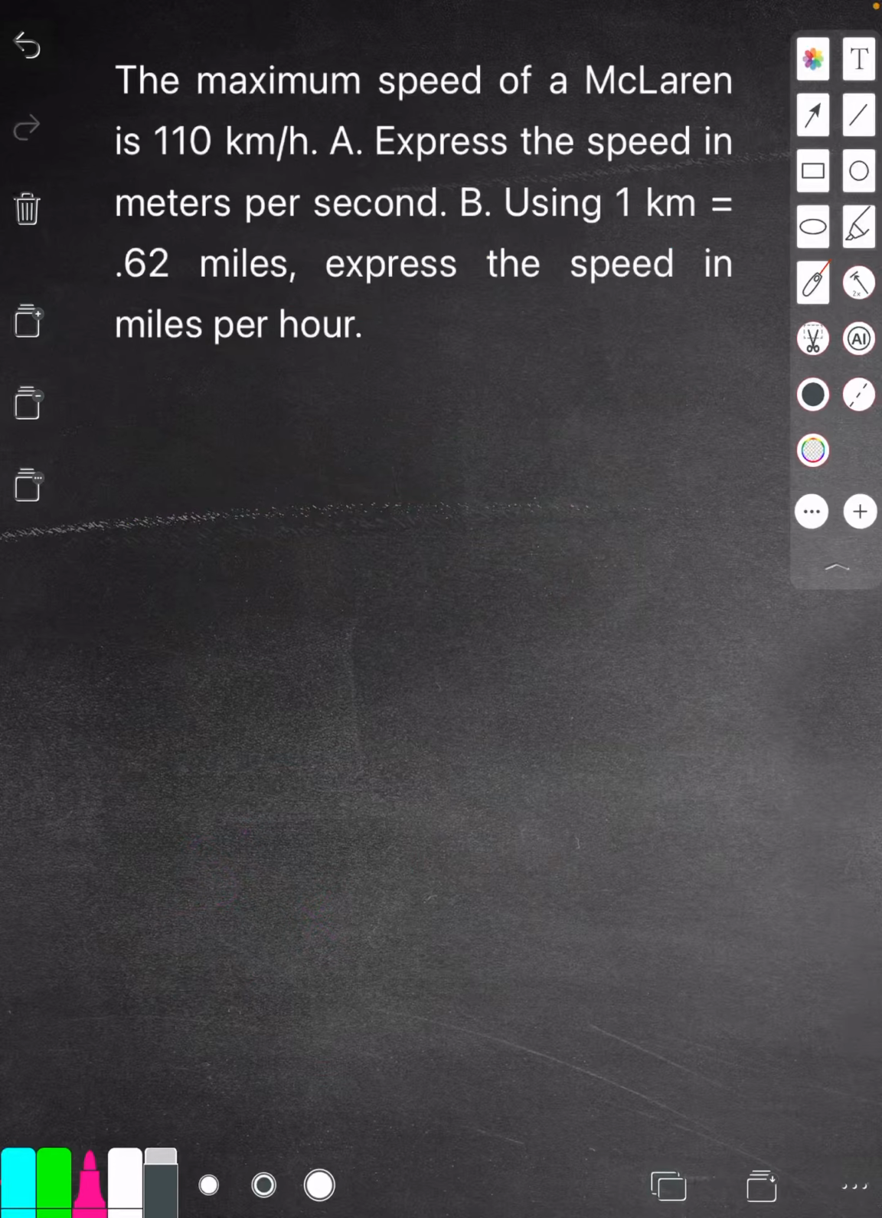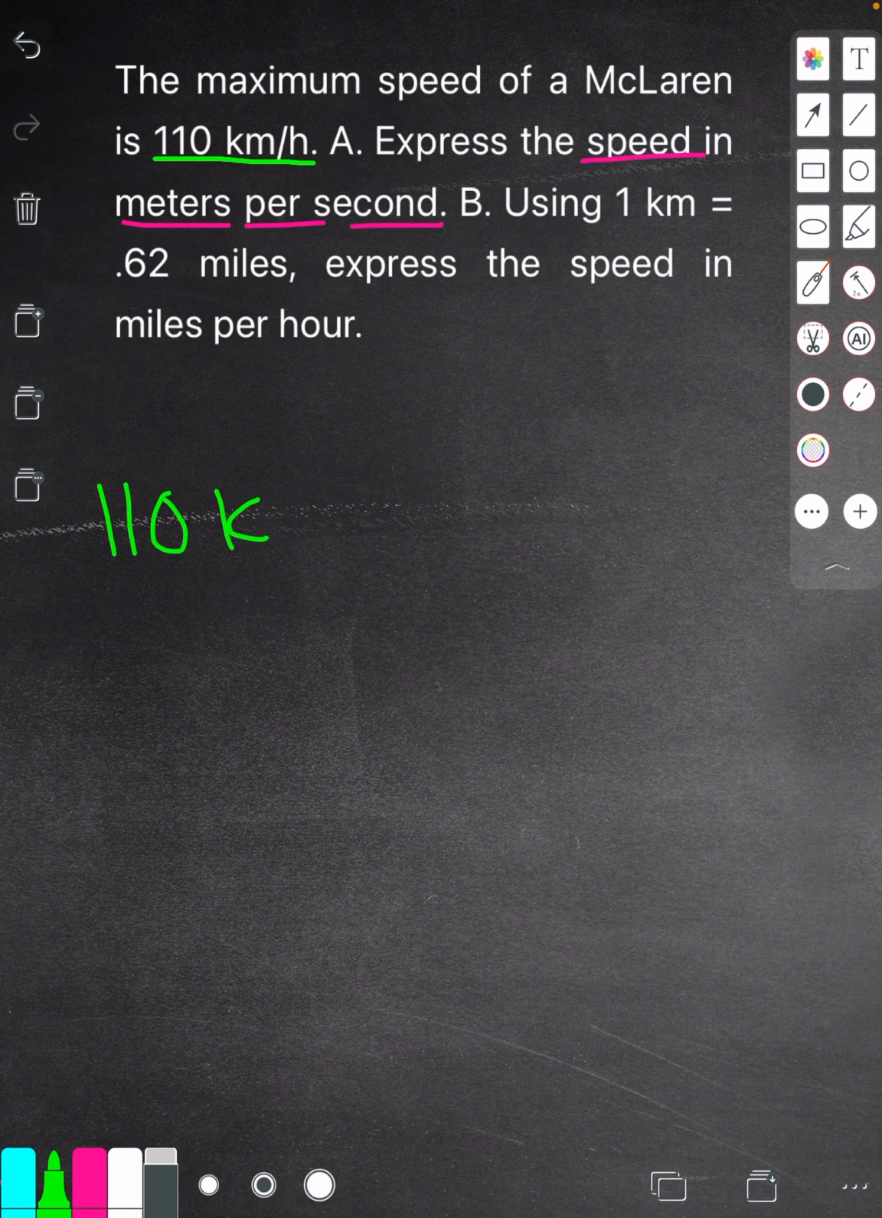First things first. We are going to express, which means rate, the speed that we have in meters per second. Let's create a rate. Going back to my problem, I have the speed of 110 kilometers an hour. I'm going to write that: 110 kilometers in 1 hour. Okay, cool. So the next part says, express the speed in meters per second. What am I trying to get to? I'm trying to get to meters per second.